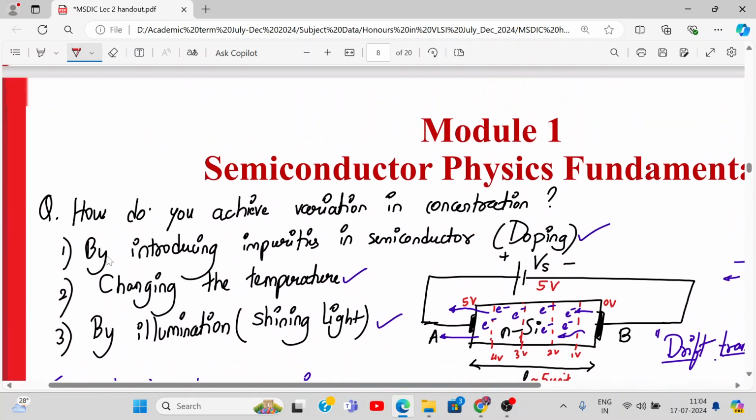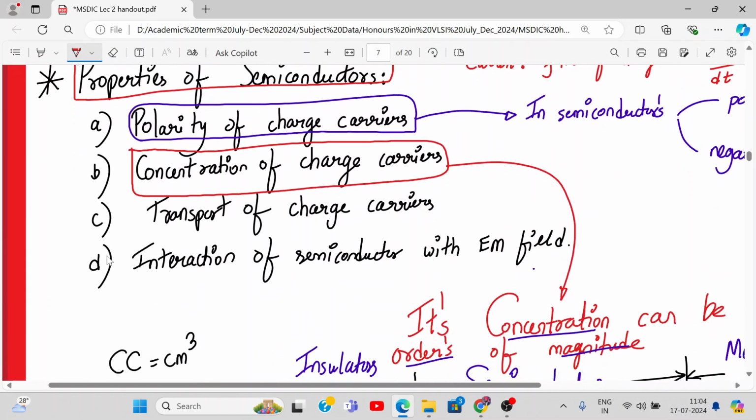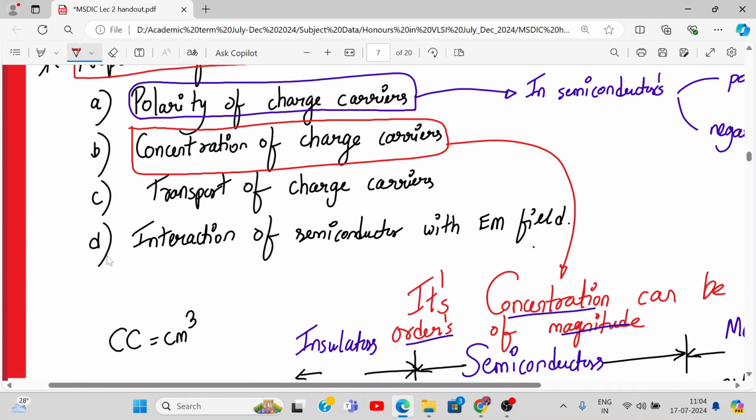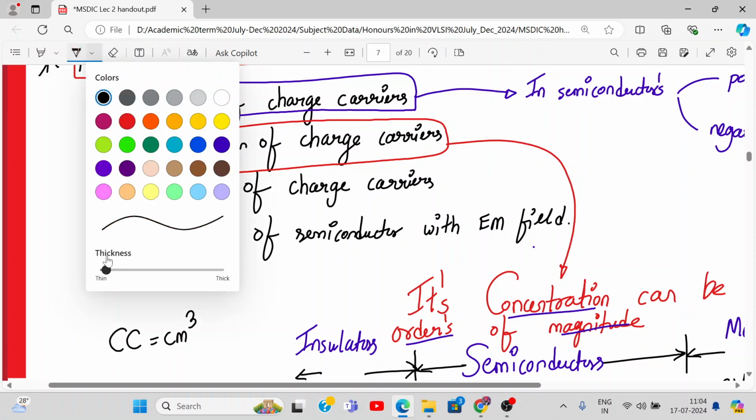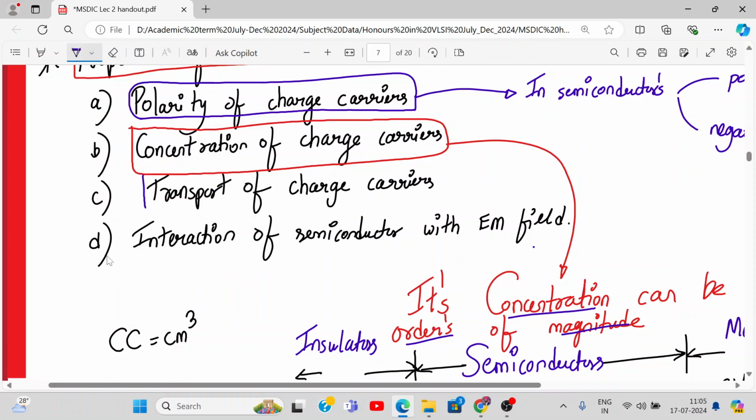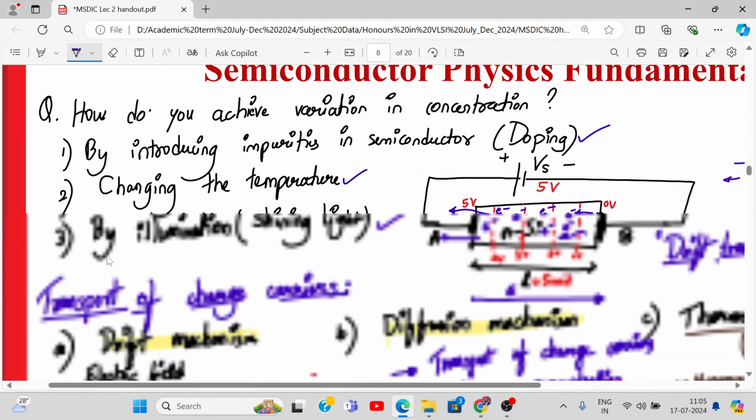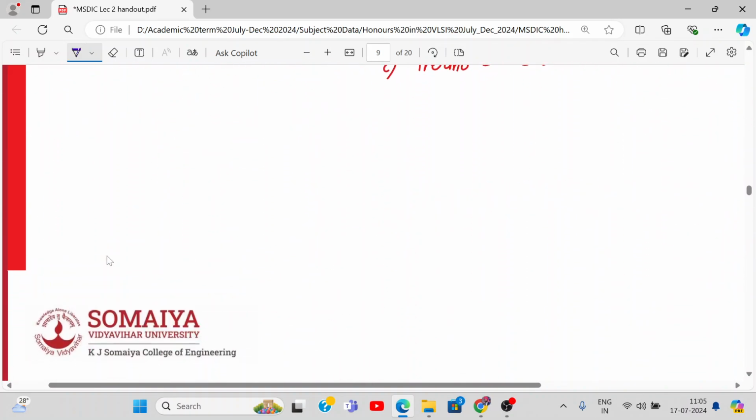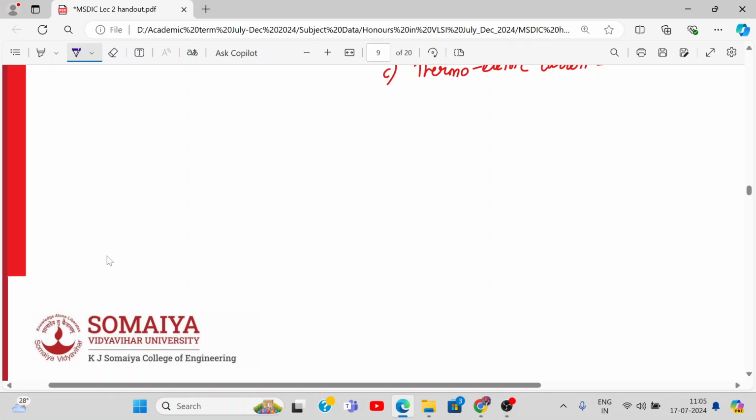Now we have 5 minutes more. We have completed the discussion on transport of charge carriers. Last, we'll have the interaction of semiconductor with electromagnetic field. We'll discuss that briefly. First, let me give you a brief about drift transport.